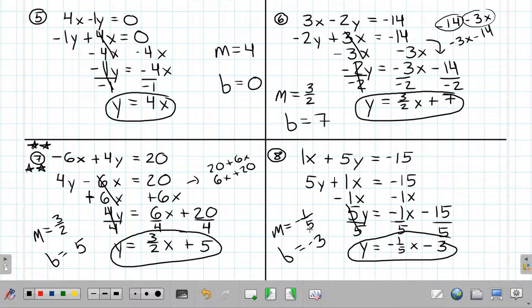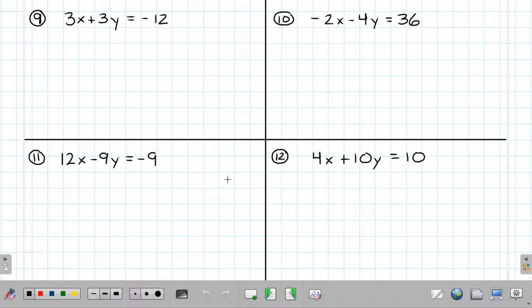All right. So last few here, the last 4 actually for these types of questions, 9 through 12. Same story though. Okay, we can flip this around. Let's get our y term first. In this case, it's plus 3x, so I'm going to have to subtract 3x.